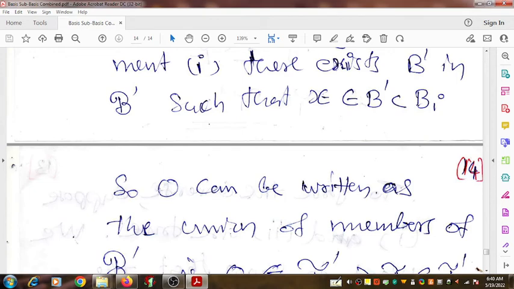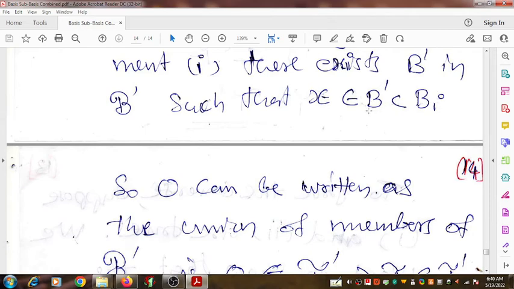After arbitrarily choosing that open set O of τ, we have arbitrarily chosen an element, a point X of O, and we have obtained that this arbitrarily chosen element X can be present in some member of the second basis B prime.